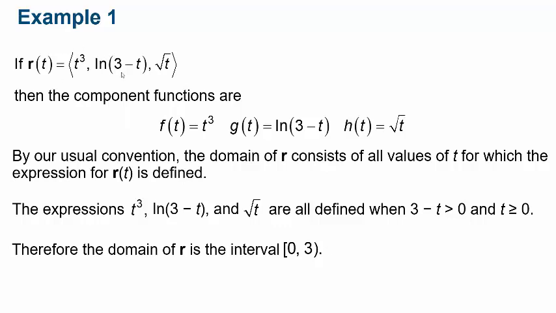For example, if in here you wanted to look at the limit as t goes to 1, you would just take the limit as t goes to 1 of this, the limit as t goes to 1 of this, and the limit as t goes to 1 of this. The limit as t goes to 1 of the first would be 1 cubed, the second would just be the natural log of 3 minus 1, and the third would just be the square root of 1.